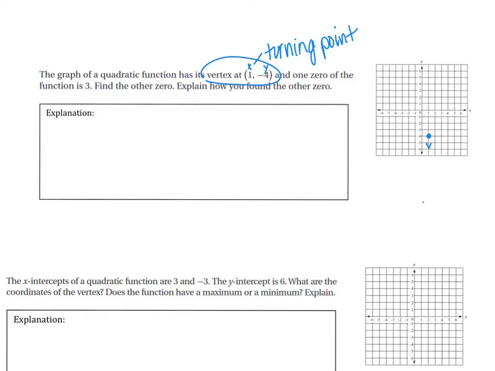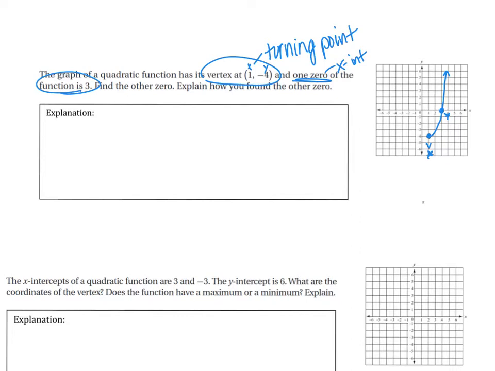It says it has a 0 at 3. So that means that's along the x-axis. When it talks about a 0, that means an x-intercept. So it says it's at 3, right? So that means if this is the vertex down here, and this is one of the zeros or x-intercepts up there, that the graph has to have this kind of curve and open up, right?